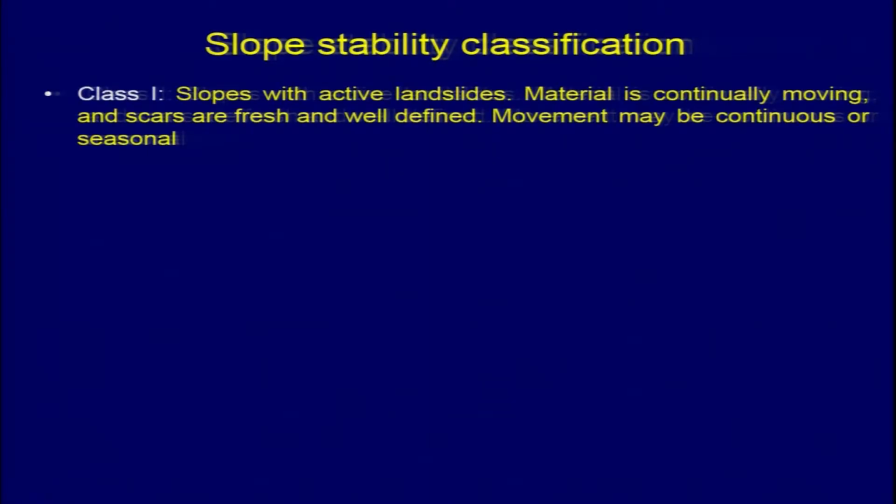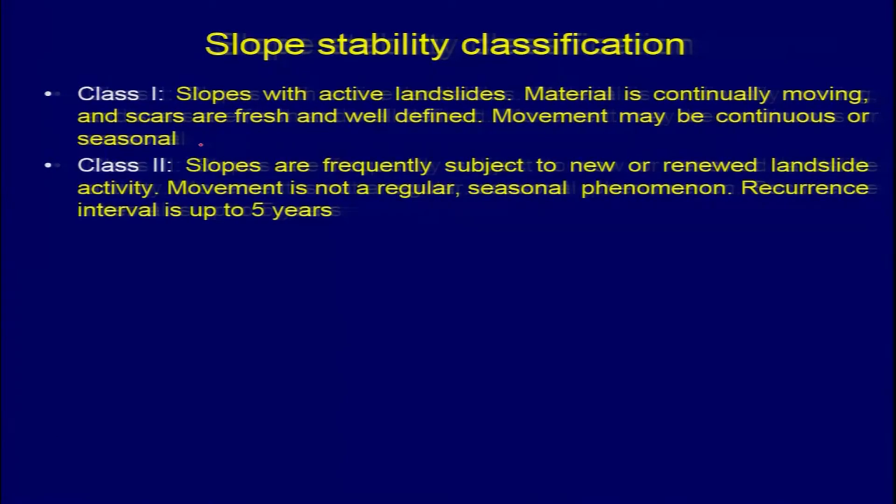So, slope stability classification, you can have your own, but in general if you take class 1, slopes with active landslide, material is continuously moving. So, this you can classify as class 1, based on looking at the fresh scars which are well defined; movement may be continuous or seasonal. Class 2, slopes are frequently subjected to new or renewed landslide activity. Movement is not a regular or seasonal phenomenon. Recurrence is at an interval of around 5 years.